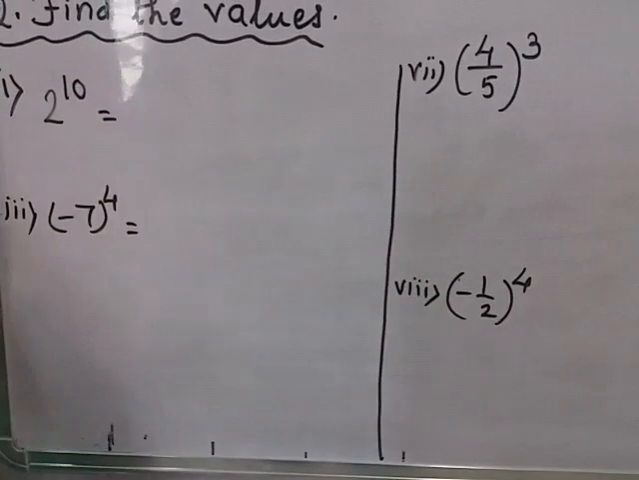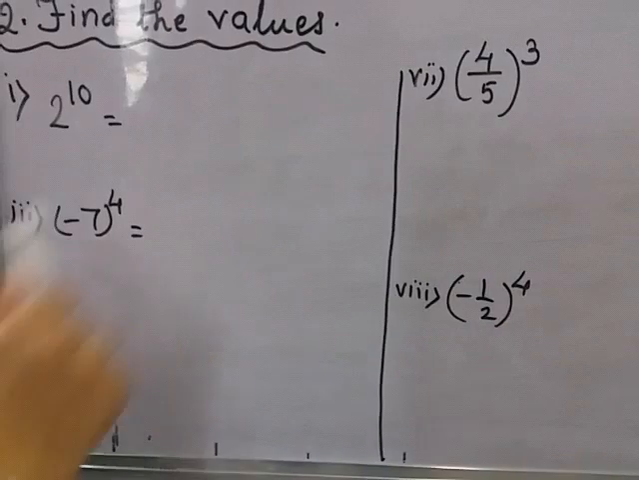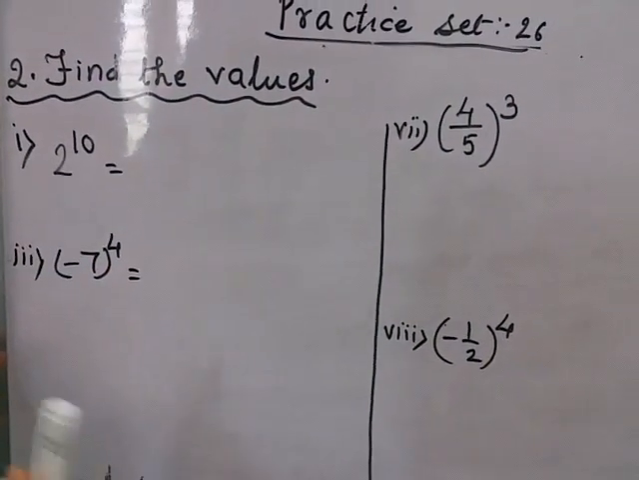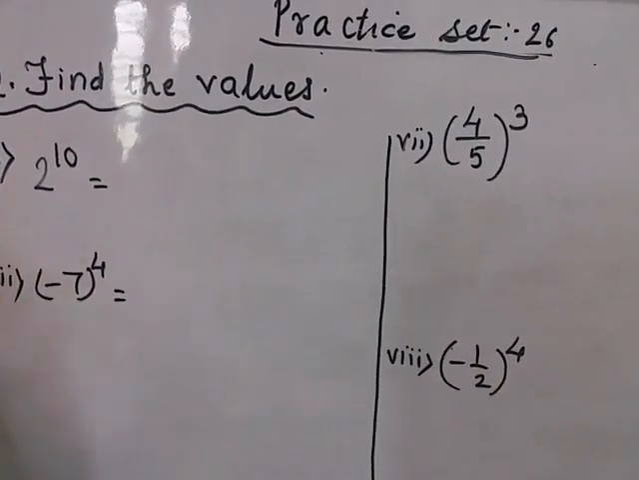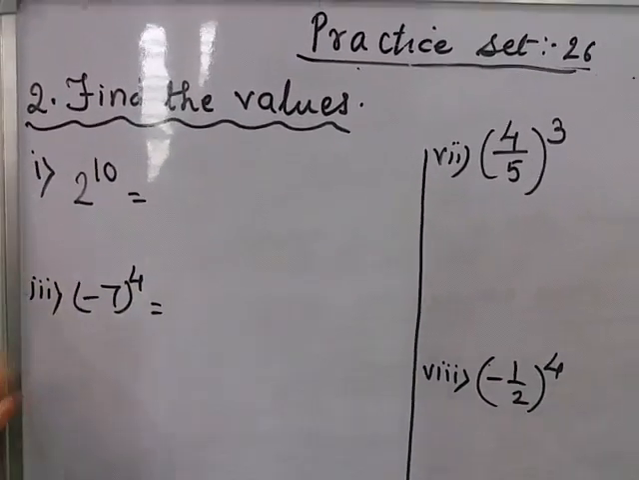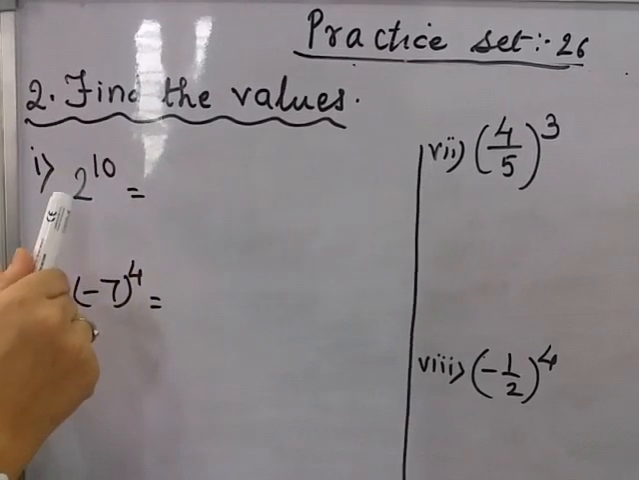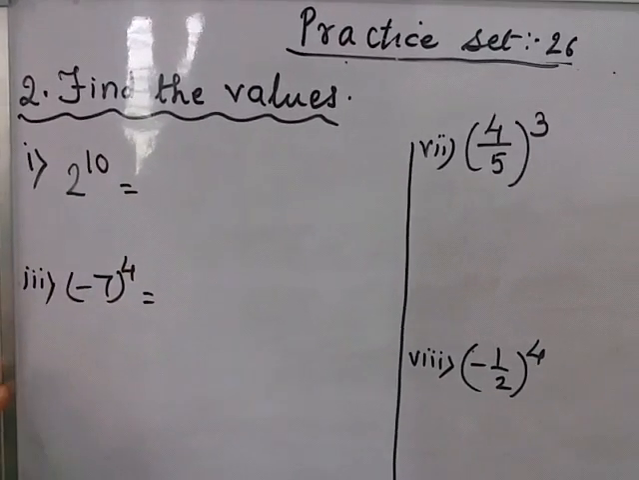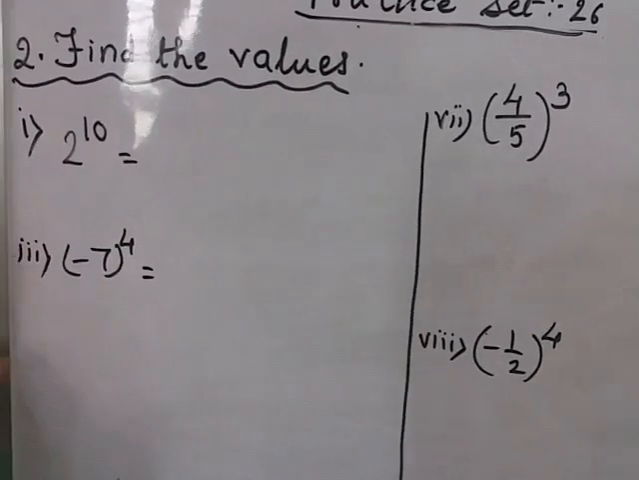Now let's begin with the second question. Find the values. This particular question you have to write in the maths notebook. Let's take the first one. What is given here? 2 raised to 10. What is the index over here? 10. And what is the base? 2. So which number do you have to write 10 times? Of course, whatever is the base.